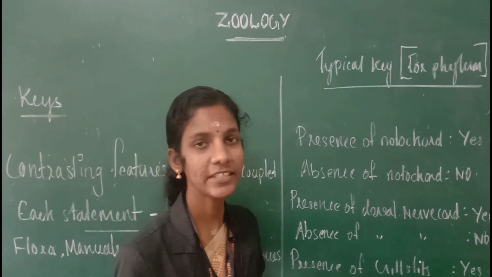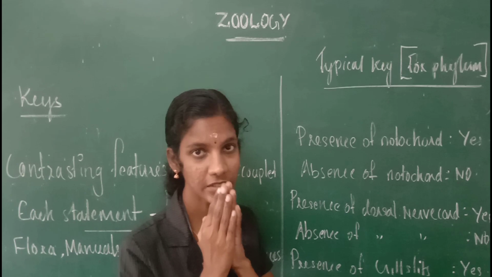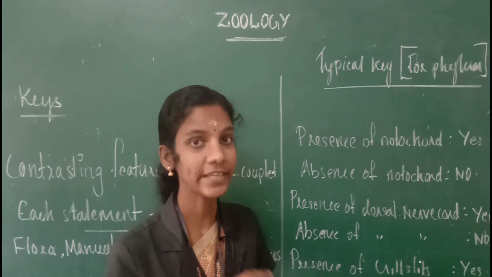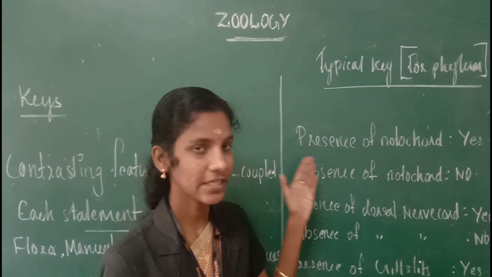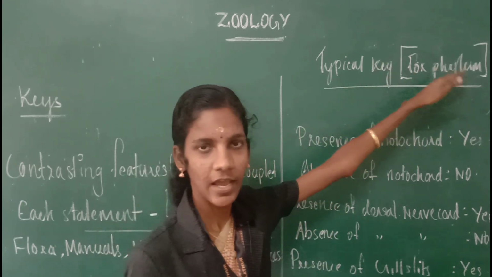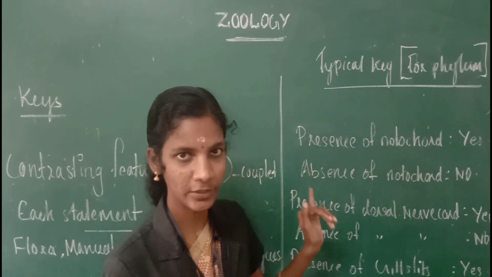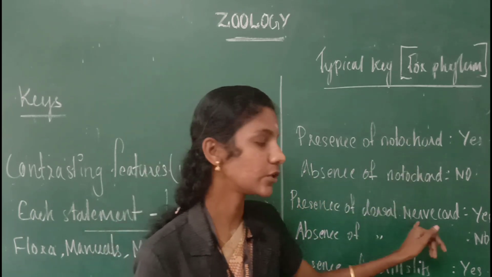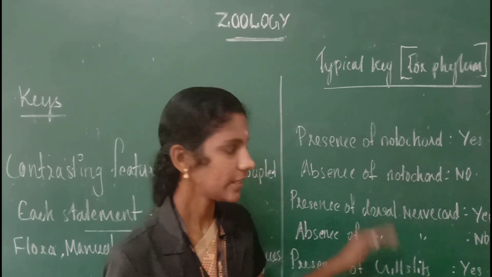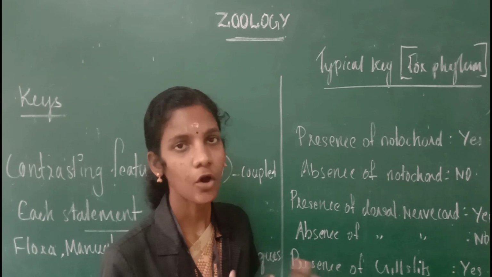Actually, these keys are made by the taxonomist. When he makes a key, he will consider the contrasting identifying features of a particular species or a phylum, and on the basis of the features, he will make a key. Here is a typical example of a key. I made a key to identify the phylum Chordata, and here I used three contrasting features: the presence of notochord, the presence of nerve cord, and the presence of gill slits. Based on these three basic features, we are going to find out whether this organism is chordata or non-chordata.